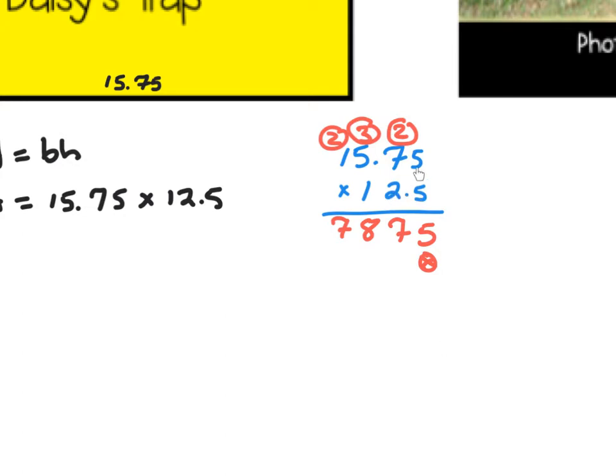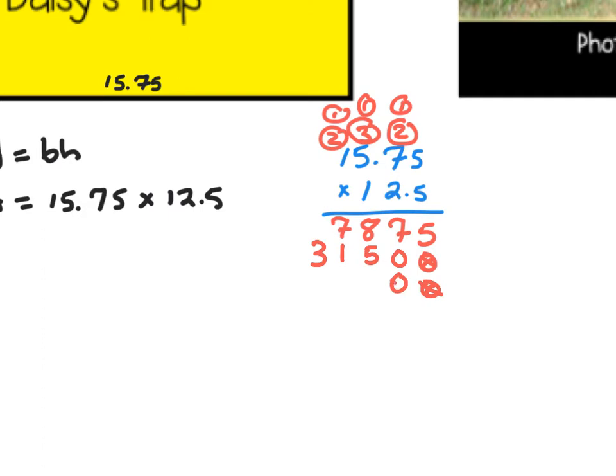So then we're going to go 2 times 5, which is going to give me 10. Drop that 0, carry that 1. 2 times 7 is 14, plus 1 is going to give you 15. Drop the 5, carry the 1. 2 times 5 is 10, plus 1 is 11. Drop the 1 and carry the 1. And then 2 times 1 is 2, plus 1 is going to give you a 3. Bam.